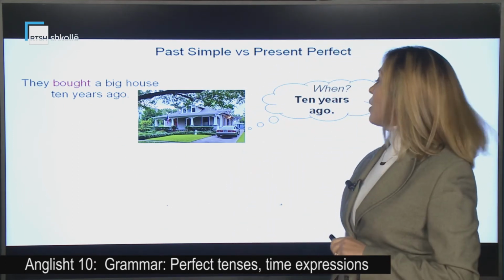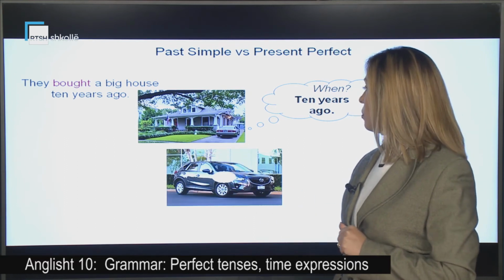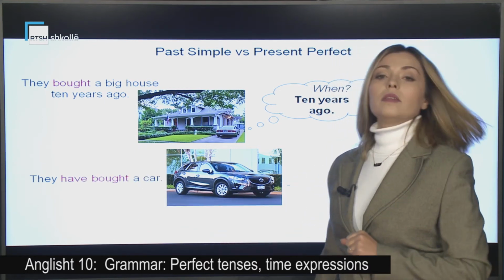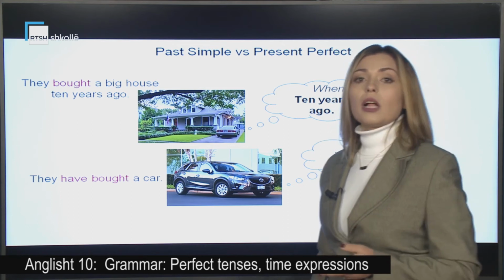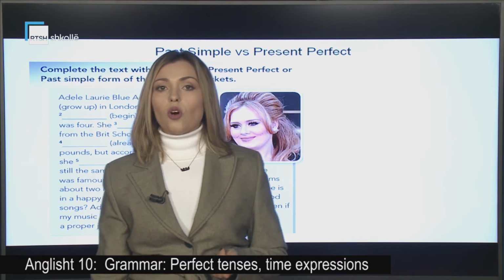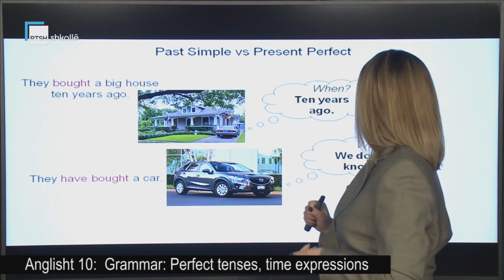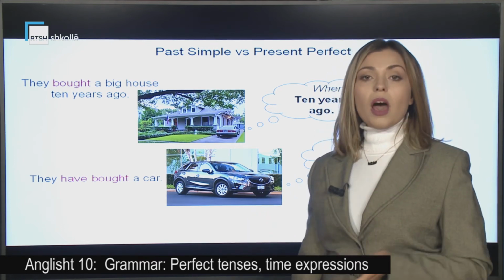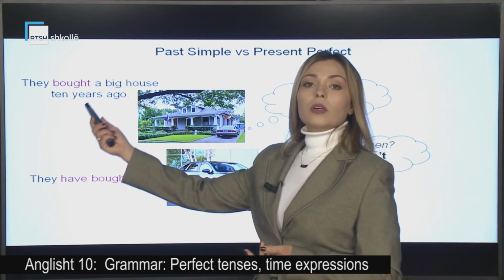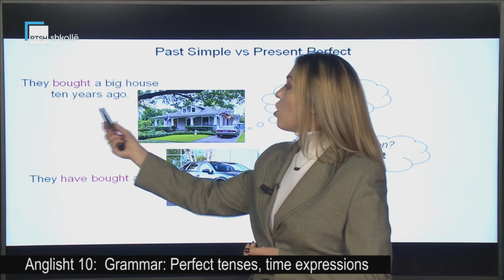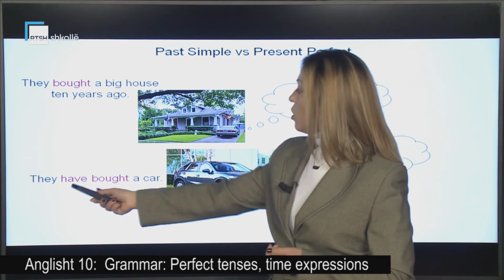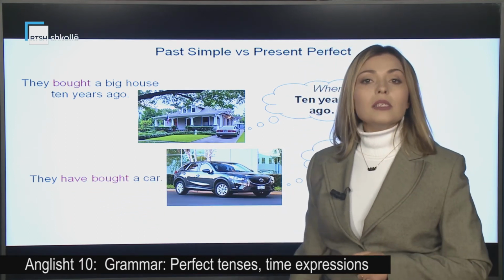Take a look at the second situation. Again, we're talking about a car, and they have bought a car. They have bought. Ask yourselves, when? Do we know when? We don't know when. So we don't know when they bought it, so we're going to use the present perfect. When we know when it happened, 10 years ago, past simple. We don't know when it happened, we don't know the time, present perfect.